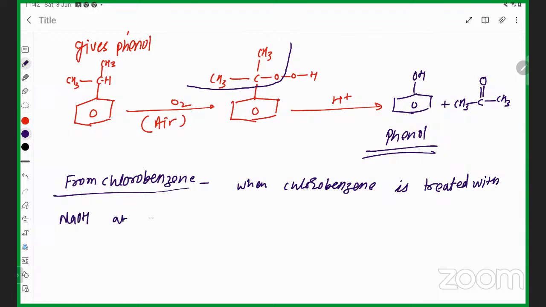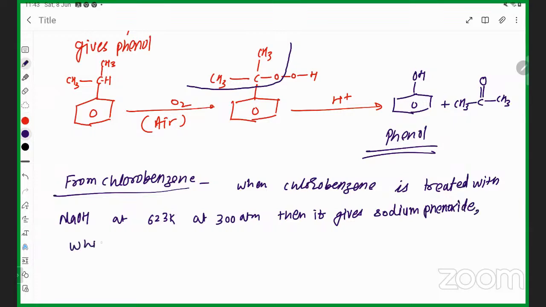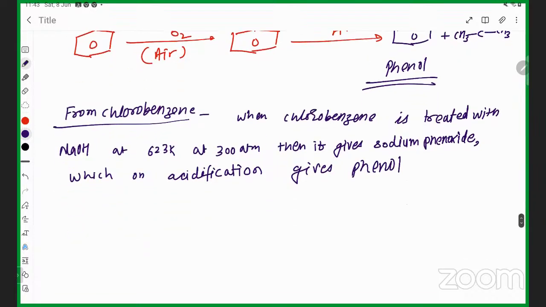NaOH at 623 Kelvin and 300 atm pressure, then it gives sodium phenoxide, which on hydrolysis. This reaction you already studied.